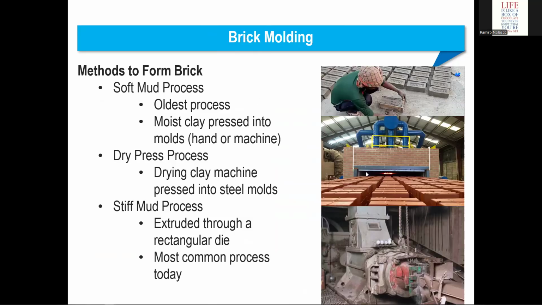How do we make bricks? So we have the soft mud process. That's the oldest. You have your moist clay pressed into a mold, normally handmade, could also be machine made. There's a dry press, drying clay machine press into steel molds. And then there's the stiff mud process where it is extruded and then cut.